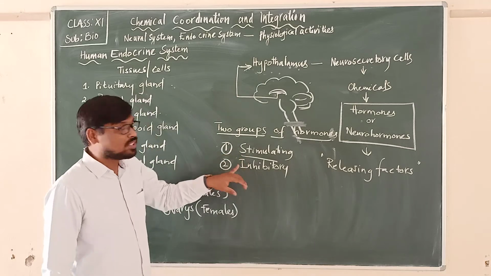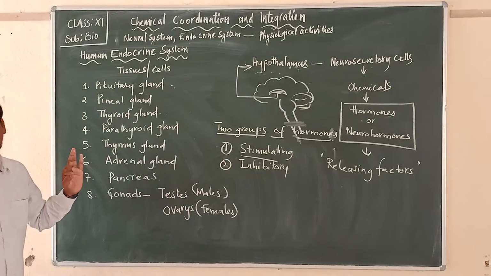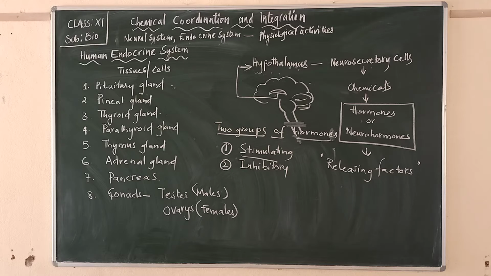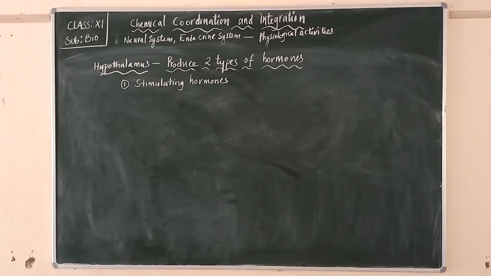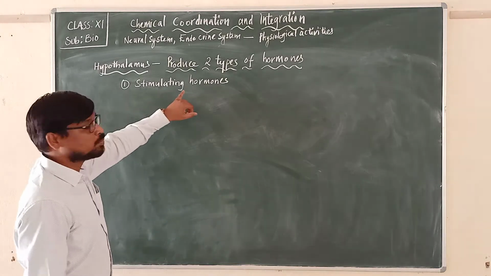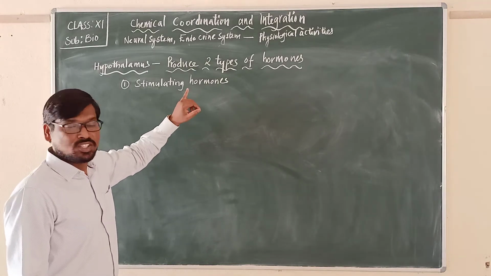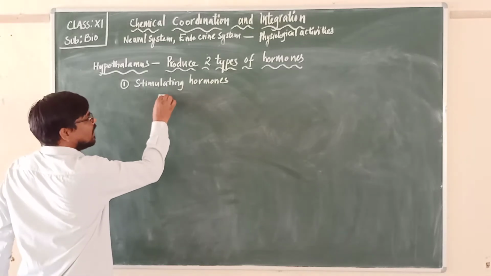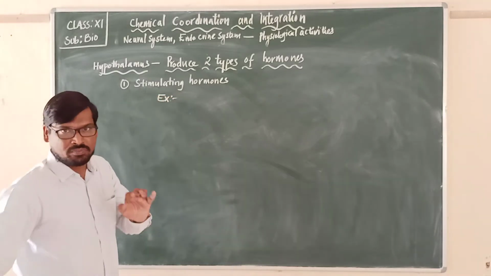So stimulating hormones and inhibitory hormones are the two groups of hormones that are produced from the hypothalamus region. So, as we said, the hypothalamus produces two types of hormones. The first one is called stimulating hormones. Let us understand it in a better way with an example.